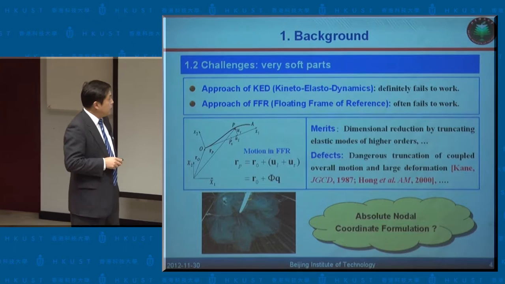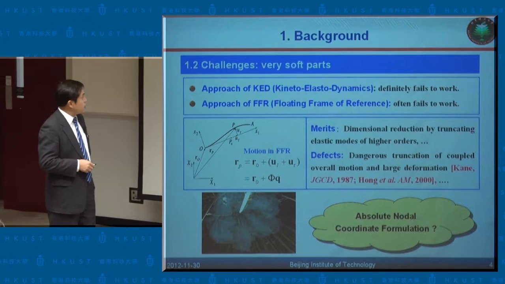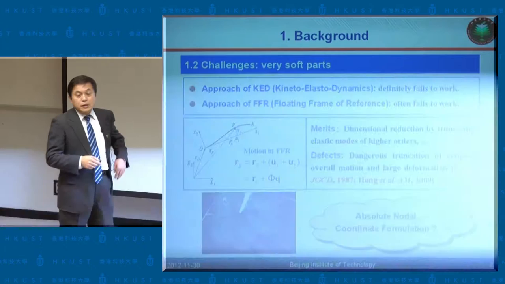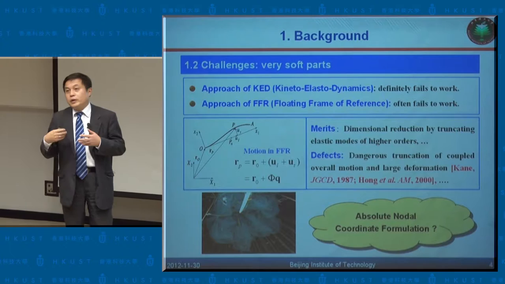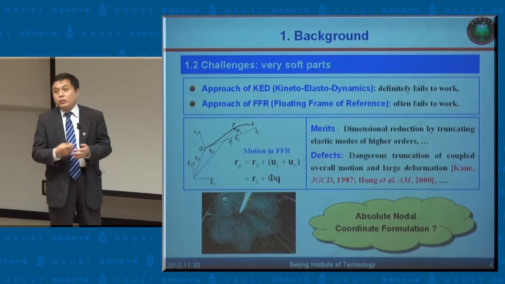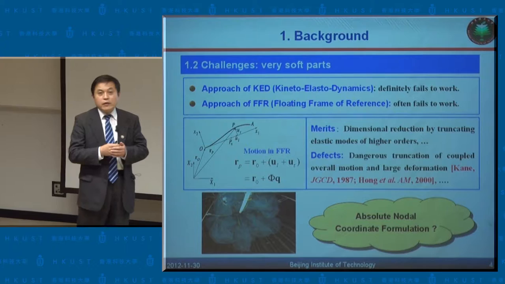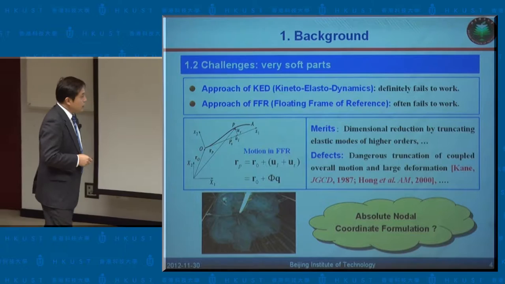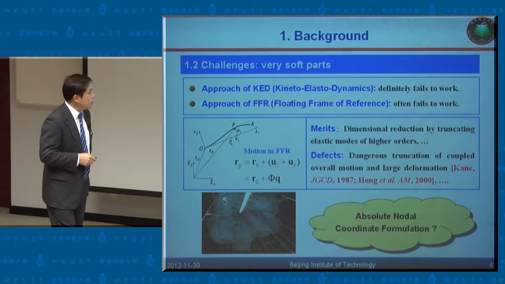Now let me talk about some challenges that the features of those space structures give us. The first challenge comes from the very soft parts. During the deployment of the structure, the whole system will undergo both large overall motion, including rotation, together with large deformation. The coupling of these motions will give you a lot of tough problems from the viewpoint of nonlinear dynamics. The most useful tool to describe this kind of system is the so-called flexible multibody dynamics.